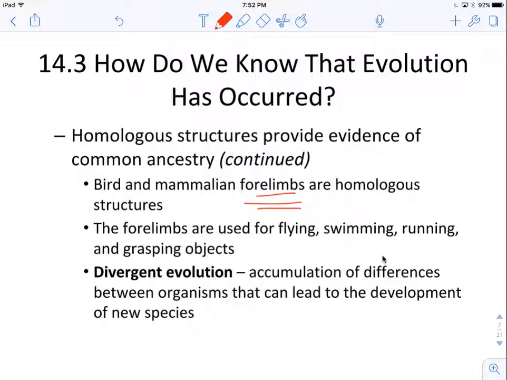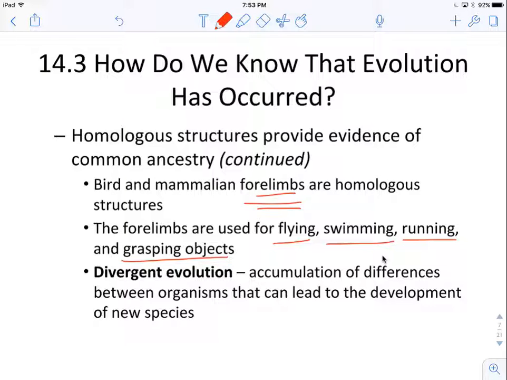So forelimbs, or arms, if you want to think of them that way, are used for a variety of different things depending on the organism. If you're a bird, you use it for flying. If you are a fish, you use it for swimming, or a whale. If you are a human, or a quadruped like a cat, you use them for running. For humans, you use your arms for grasping things and picking things up. So lots of different functions for these structures. There's those two words, structure and function. It always comes back to structure and function.